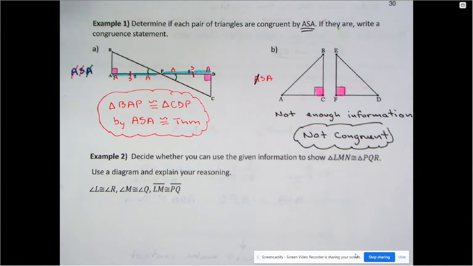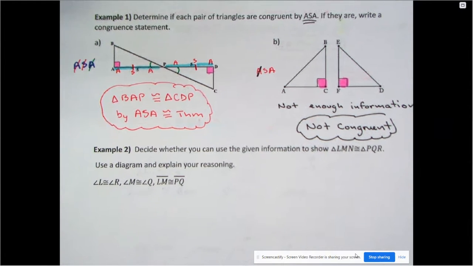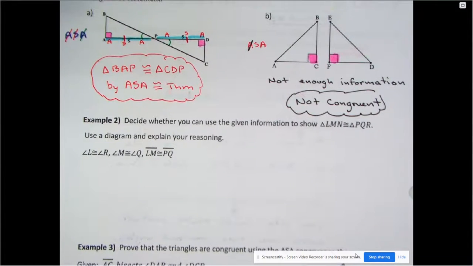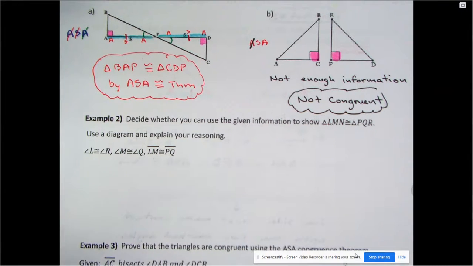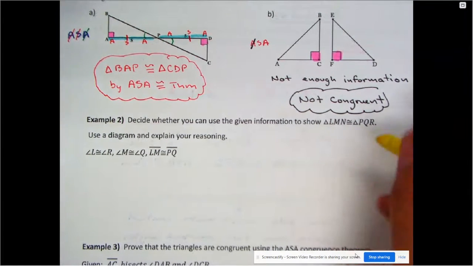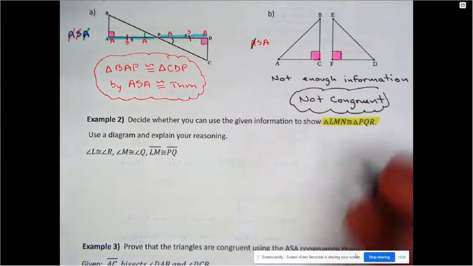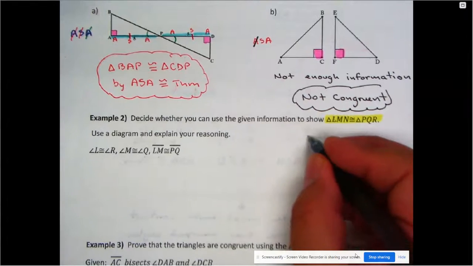And then we get to question number 2. Now in question number 2, as you can see it there, I'll just move it up a little in case people are still copying the notes there. But it says, decide whether you can use the given information to show that these two triangles are congruent. Now you might say, yeah, but I don't even have a picture. Well, that's why we can draw it. So we're going to draw two triangles. It says triangle LMN. Okay, let's just draw a triangle.